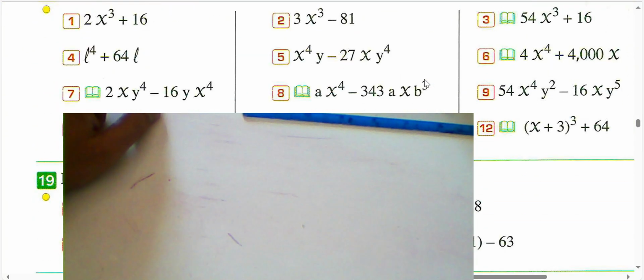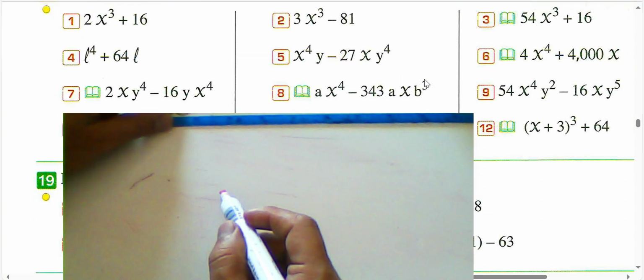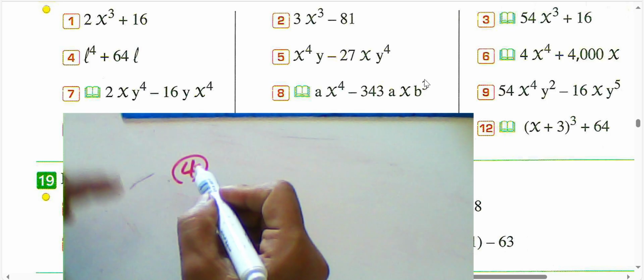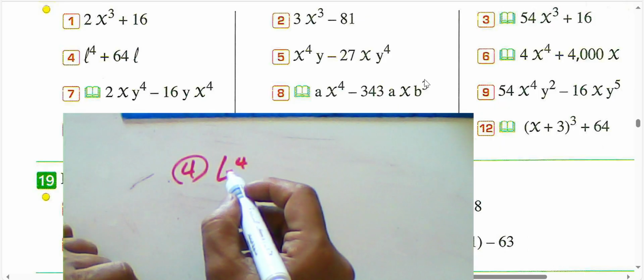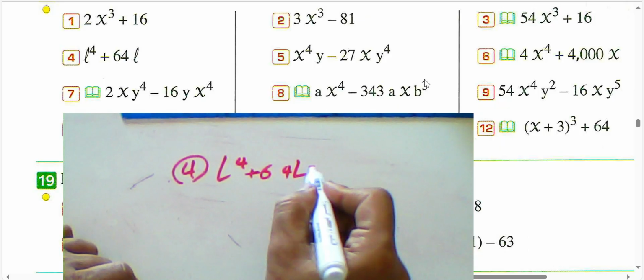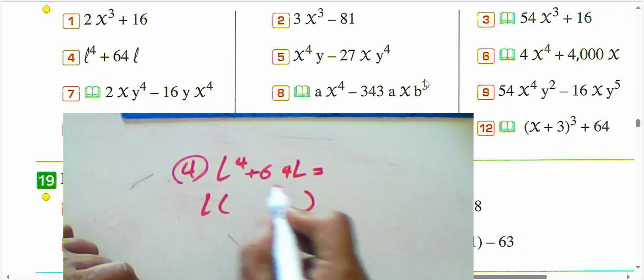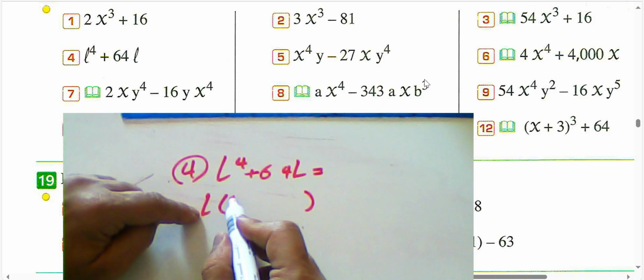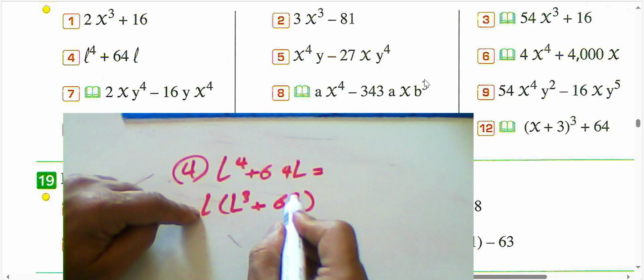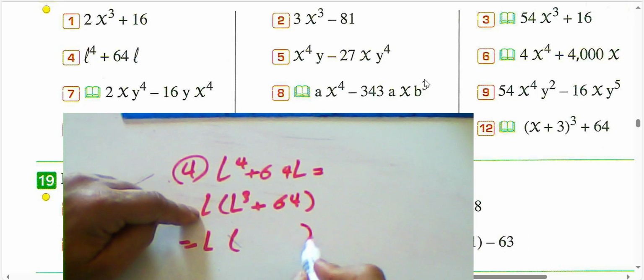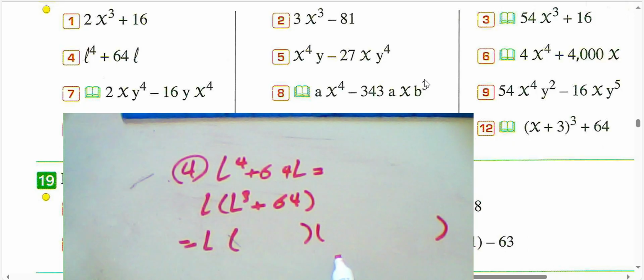Factorize expression number 4. We have L power 4 plus 64 L. We can write L as a common factor between the two terms. L power 4 divided by L equals L power 3, and 64 L divided by L equals 64. You can write L here, and small brackets and greater brackets.